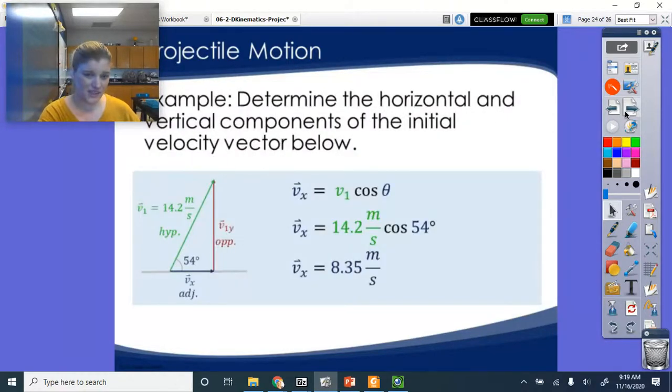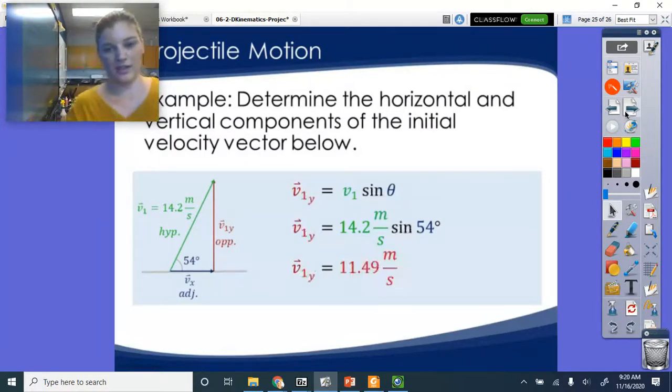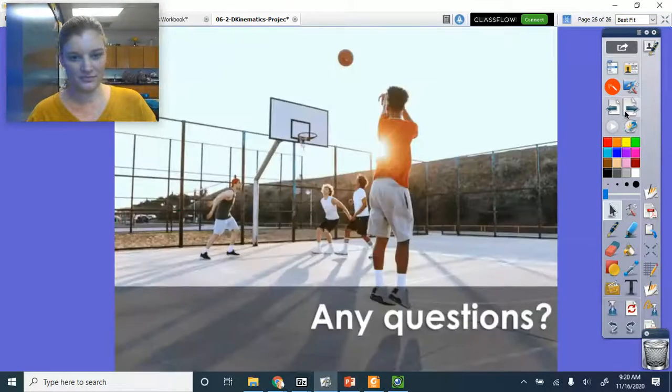So in this example, we have an initial velocity of 14.2 meters per second, and it was launched at a 54 degree angle above the horizon, or an elevated angle. There's lots of different words we can use for that. So all we're going to do to solve for the x is do our initial velocity times cosine of theta, because this is just rearranged from SOH CAH TOA. So our cosine of that theta would equal the x over our hypotenuse. So then we just rearranged it and solved for the x there. And then do the same thing for y. And ta-da, you're all done. So that's all we're doing right now is breaking these into component parts.